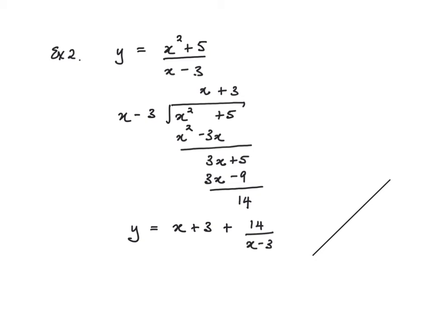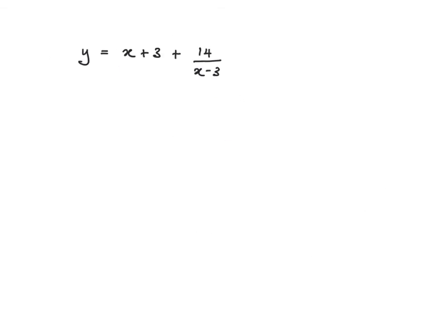And what we're going to do now is to find out what happens as x tends to positive and negative infinity. So as x tends to positive infinity, let's look at this term here. This is nice and easy to work with. A very large positive value, take away 3, is still a large positive value. 14 divided by a very large positive value is small and positive. What that means is that y tends to x plus 3 from above. So we've got x plus 3 and a little bit.